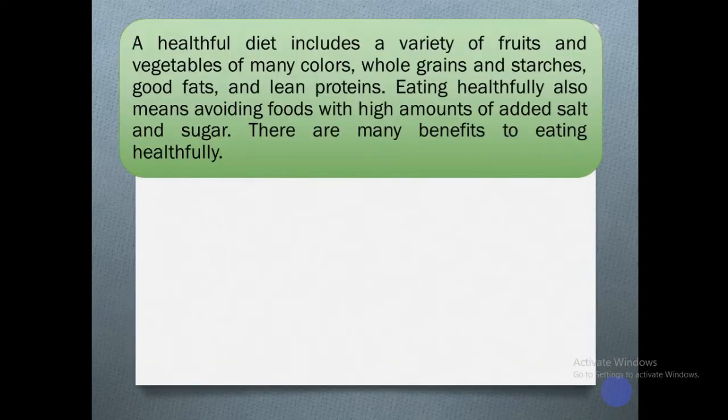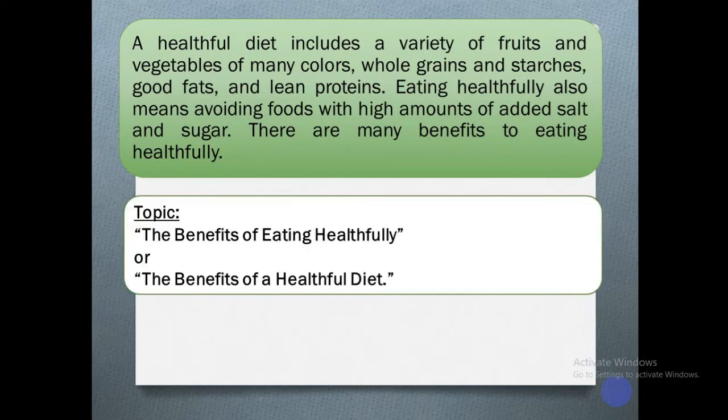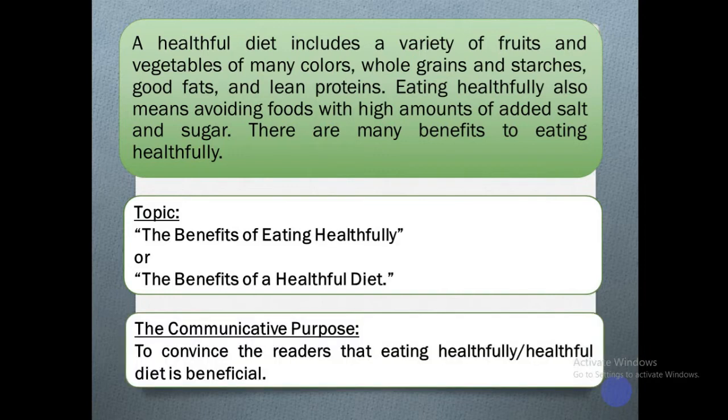As we have already got the topic, those are the benefits of eating healthfully or the benefits of a healthful diet. So we can conclude that the communicative purpose of the text is to convince the readers that eating healthfully or a healthful diet is beneficial.